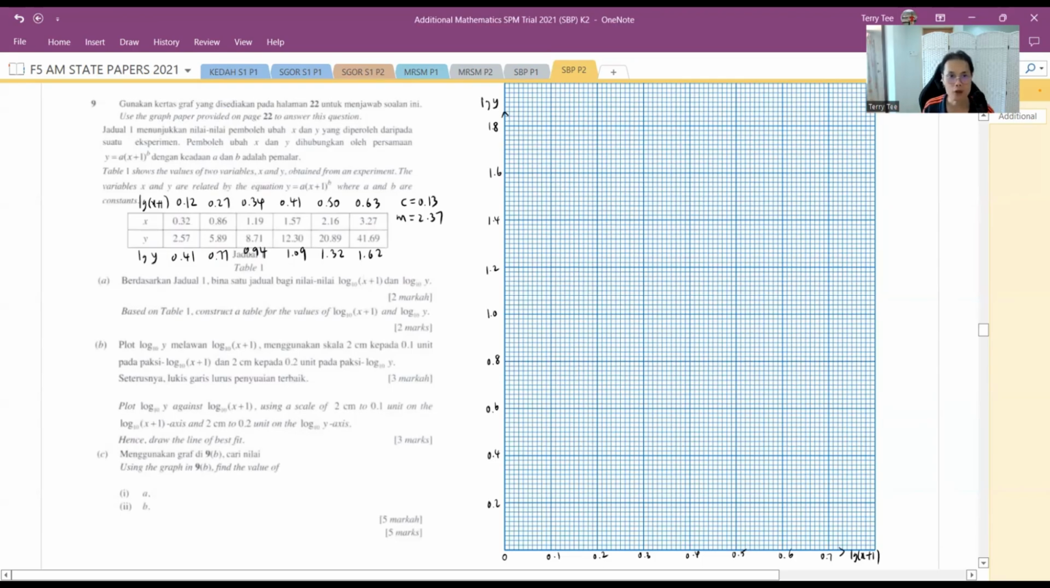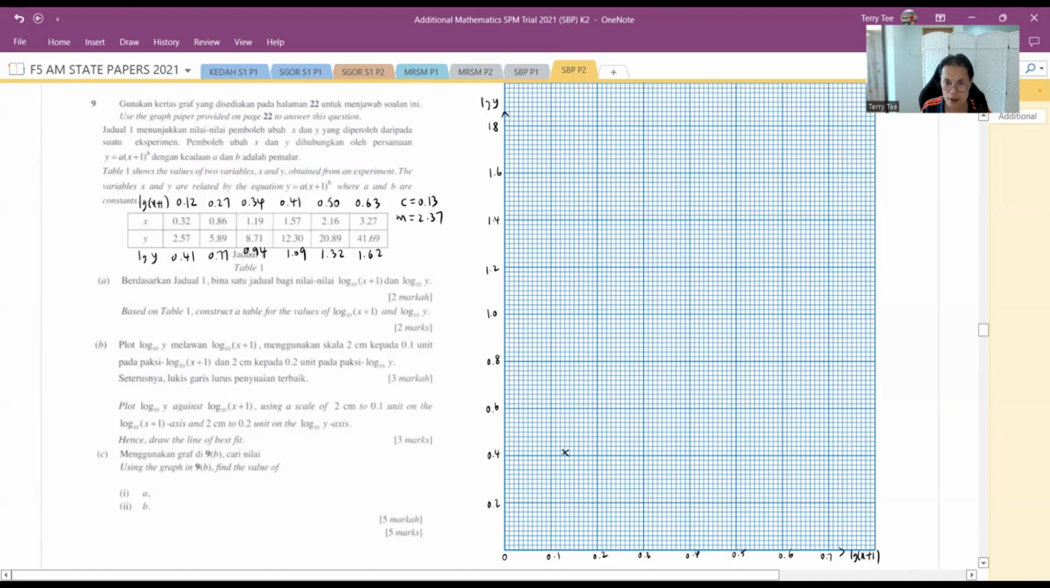Let's plot the points one by one. First one is 0.12 and 0.41. 0.41 is half of the smallest box because the smallest box is 0.02. So 1, 2 is over here, so it's like half of it. So around here.